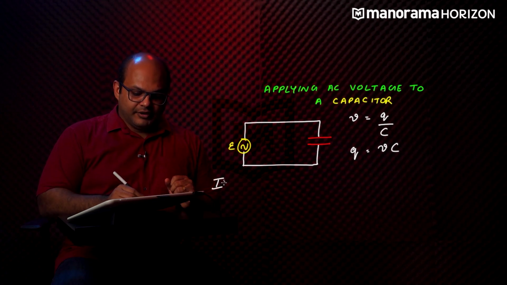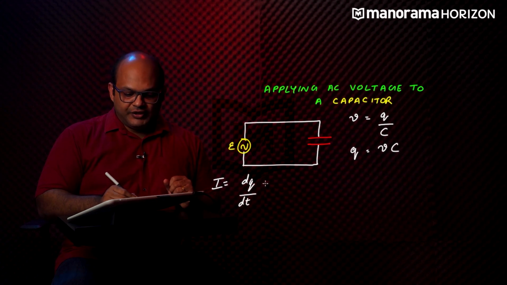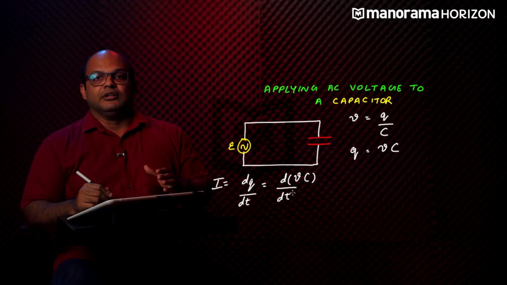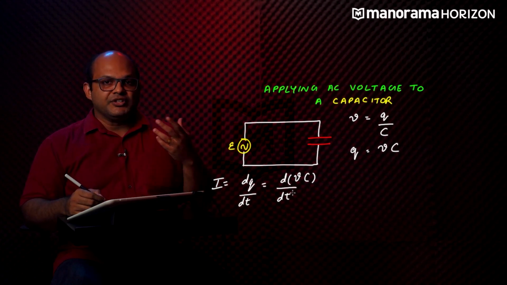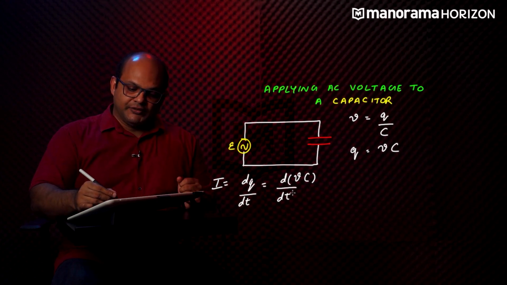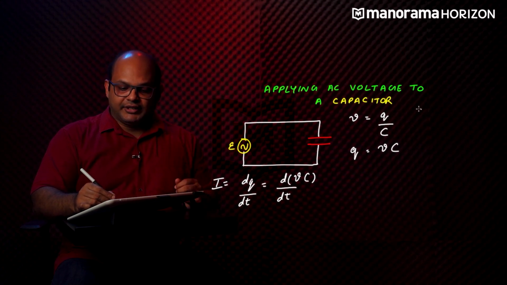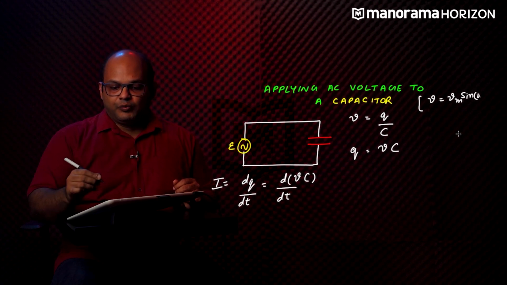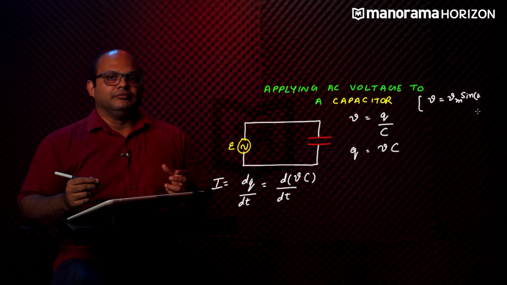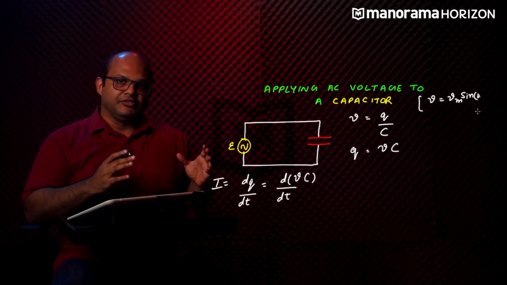So I is equal to the differentiation of Q with respect to time, which is equal to the differentiation of Vc with respect to time. Now in this case, the capacitance is a constant, so we can't differentiate that, but the voltage is changing with time. So the voltage waveform for an AC circuit can be given as V is equal to Vm sine omega t. So what is Vm here? It is the peak voltage reached by the AC waveform.